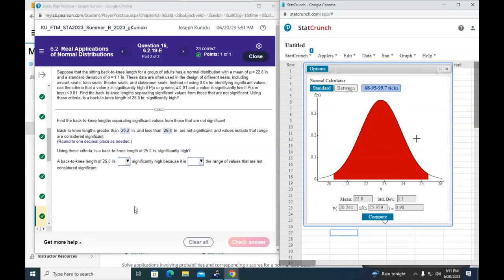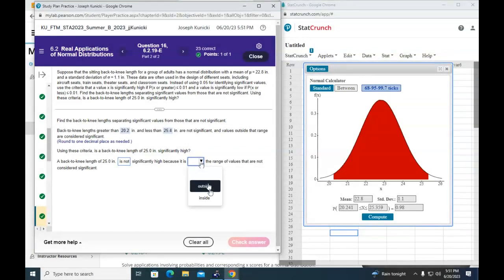Okay? Now, is 25.0 significantly high? No, it's between them. It's in the middle. So it's not significantly high because it's inside the range of values that are not considered significant. Anything between these two is not significant. Remember, in statistics, the only time you're significant is when you're in the tails. If you're in the middle, you're usual, normal, acceptable. Okay?